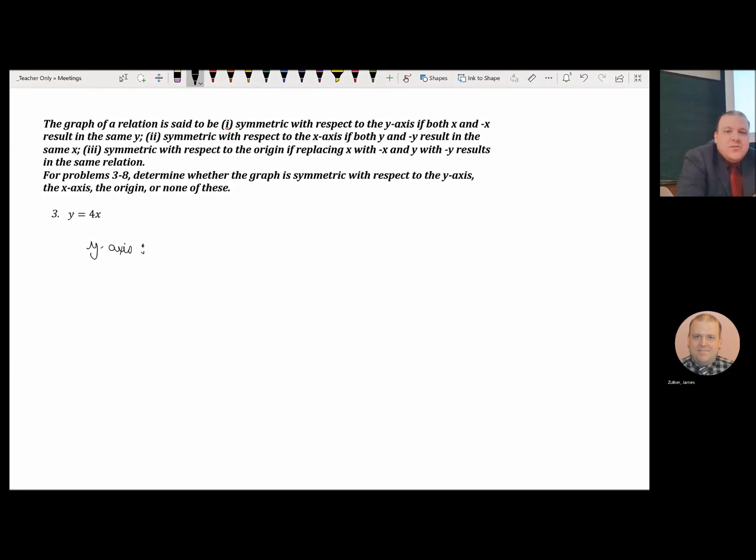Now, let's check the y-axis first. What we want to do is replace x with negative x. If you get the same relation, you have symmetry. So I want y equals 4 times negative x. That's negative 4x. That's not the same. Right? y equals 4x versus y equals negative 4x, they're not the same. So no symmetry with respect to the y-axis.